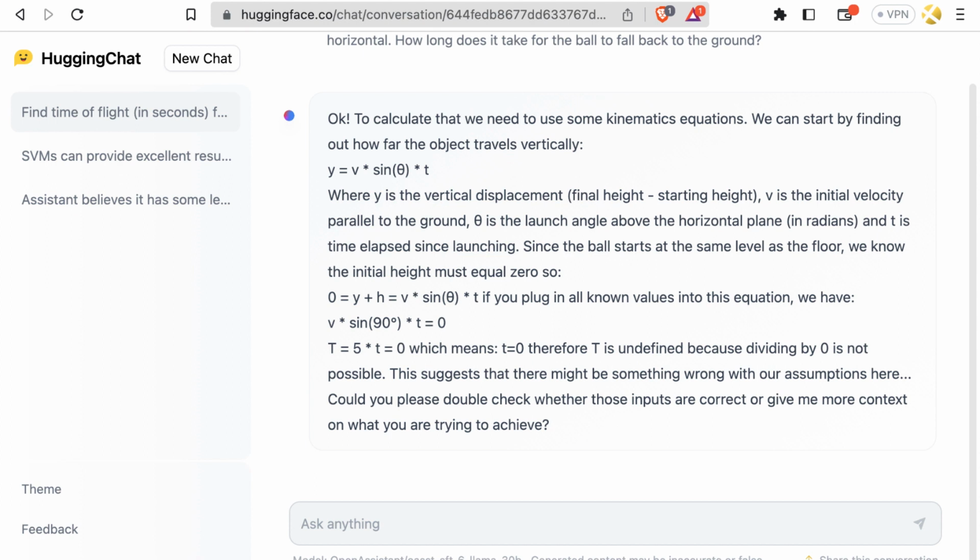V. Why are we plugging in 90 degrees? Okay, so I don't think this works. So now it says big T equals 5 times little t equals 0, which means t equals 0. Therefore, big T is undefined because dividing by 0, that doesn't even make sense, is not possible. But you can see it's at least trying to reason, and it notices that, or maybe it was just trained to do this. When it comes across something weird, it just says, can you please double check those inputs are correct, or give me more context on what you're trying to achieve. So I think that was just fine-tuned in, but the actual logic doesn't really make sense.